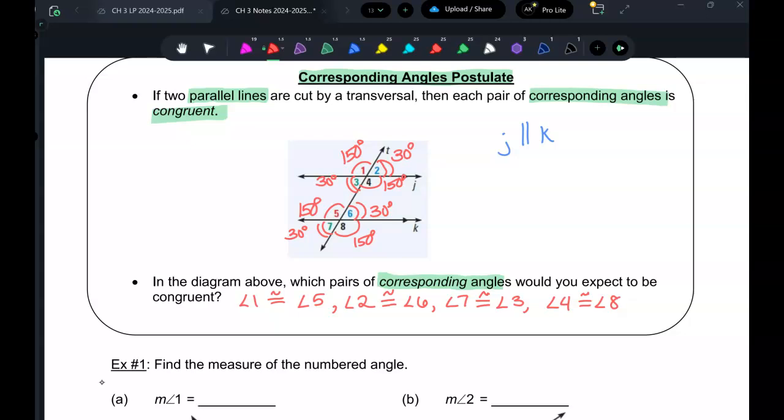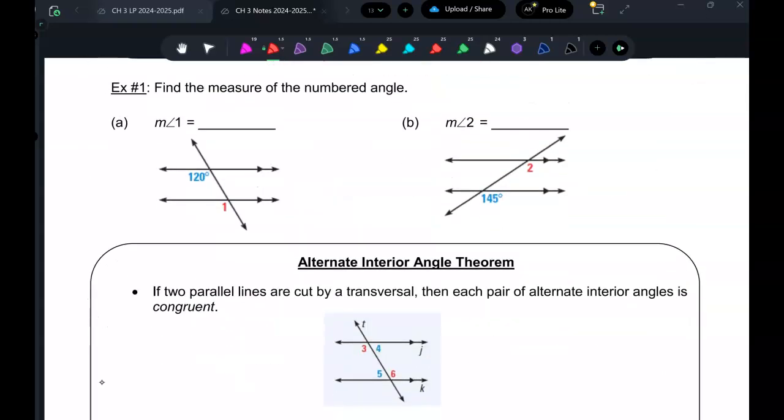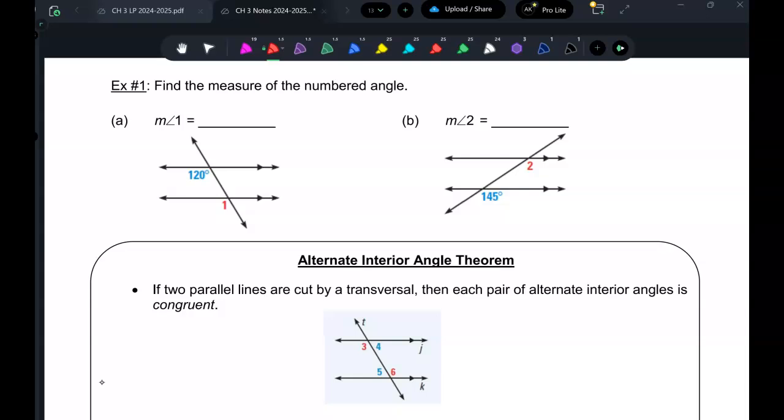If you give the number, how are we supposed to figure out the other angles by looking at it? Well, because we're looking for corresponding angles. Take a look at this. Angle 1 has to be, these have to be the same. So this is 120 degrees. All you need to know is that they're the same. If they're corresponding angles, they're the same.